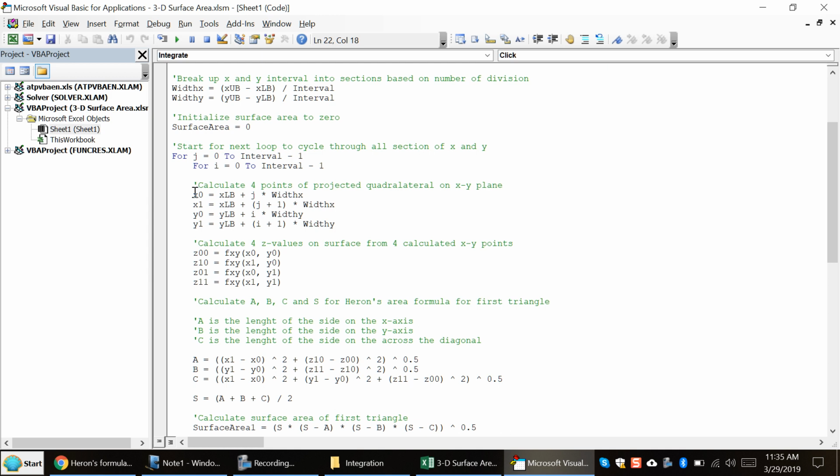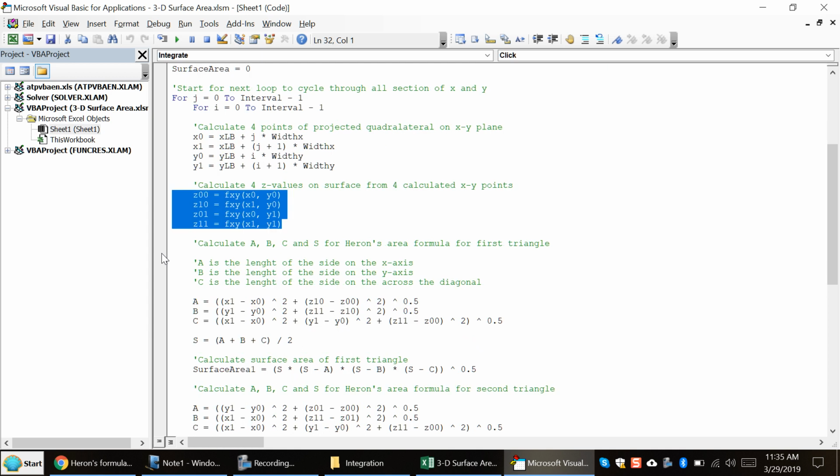So the first thing we're going to do is calculate the x and y values of all 4 of those coordinates, which we already did in calculating the volume. It's just we want to know the x, y coordinates of each one of those little rectangles that are projected upward. Right? Simple enough. Then we're going to calculate the z value, or the height of each one of those. We've already done that, right? Got that down. All right.